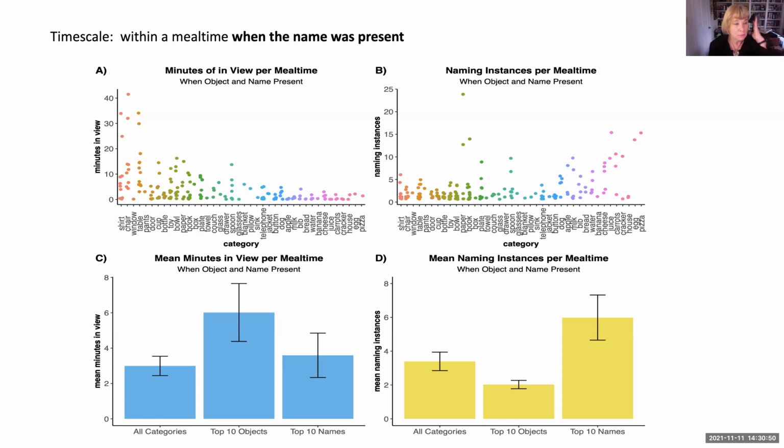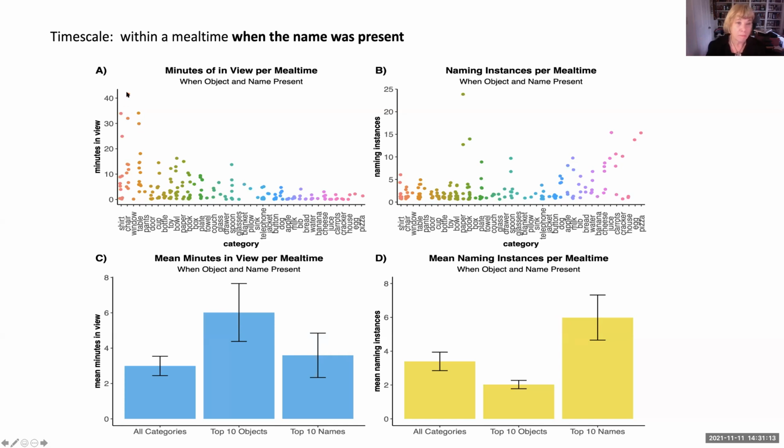So given that they said a name, how many minutes was the object in view? I'm just looking within mealtime. Each dot is an individual mealtime. So given that the name was said at all, what portion of the mealtime, how long was the object in view in the mealtime?